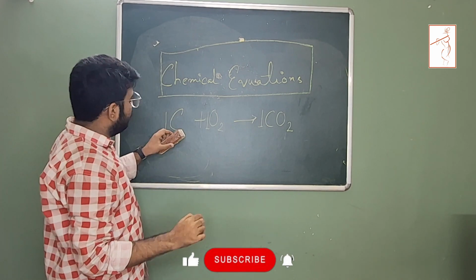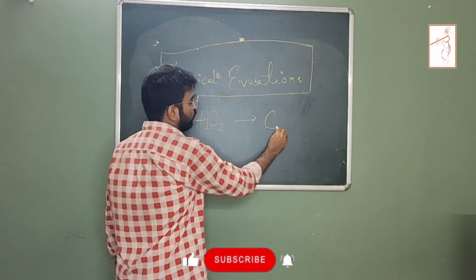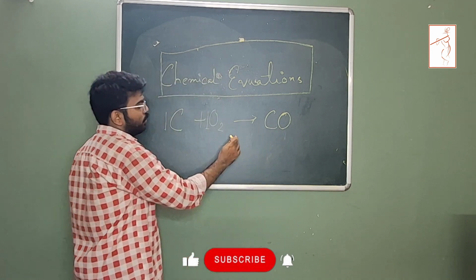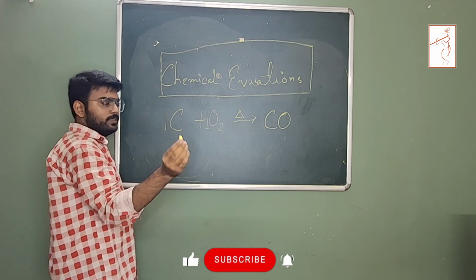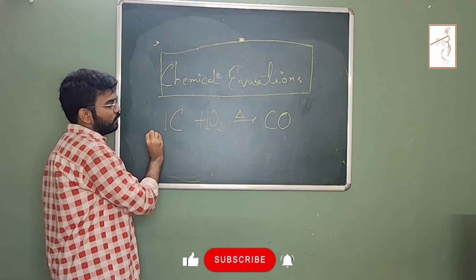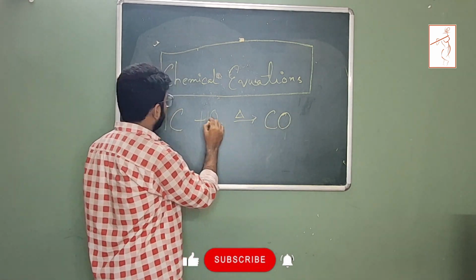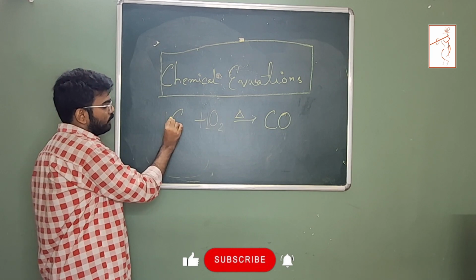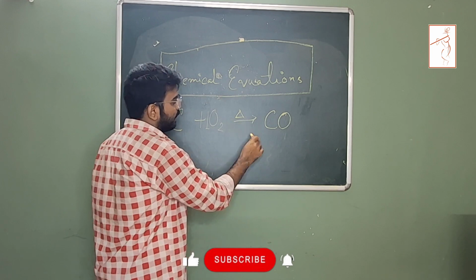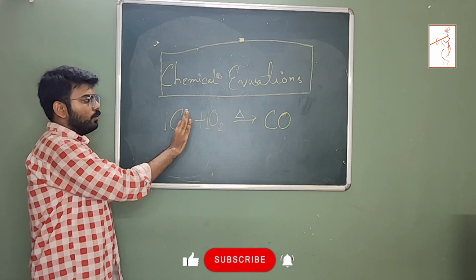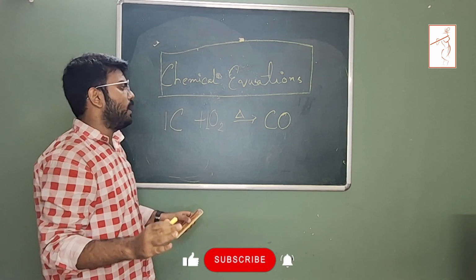But if we write C plus O2 giving carbon monoxide at lower temperature, what we see here is 1 mole of carbon reacts with 1 mole of oxygen, and here is 1 mole of carbon monoxide. But here is 1 carbon and 2 oxygen on the left, and here is 1 oxygen. It is against the conservation of mass law. In a chemical equation, we have to obey the conservation of mass law.